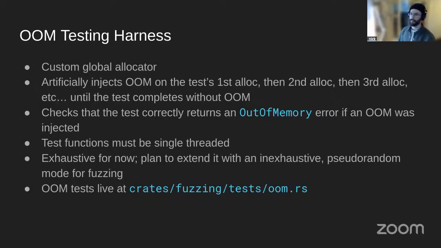So fuzzing will say, instead of exhaustively doing this function, just do the ith one, this random one, which is necessary because the fuzzing can't time out. All of these OOM tests live at crates/fuzzing/tests/oom.rs. The test infrastructure is at crates/fuzzing/src/oom.rs if you need to see that.